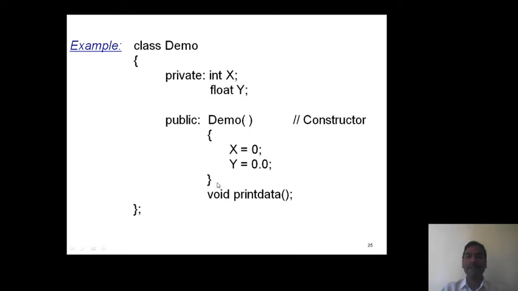So inside this member function, we initialize the two data members x and y with zeros, and another member function is void printData. So this type of format is known as a constructor.